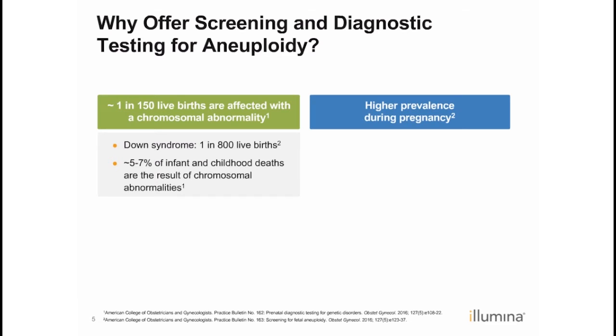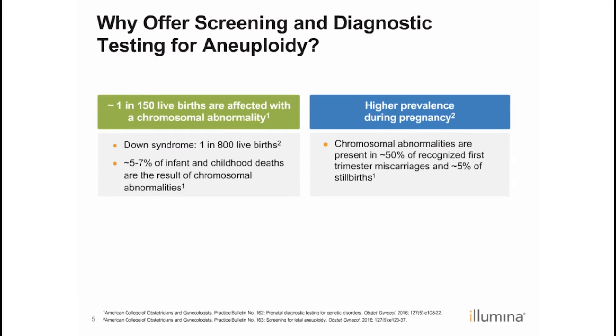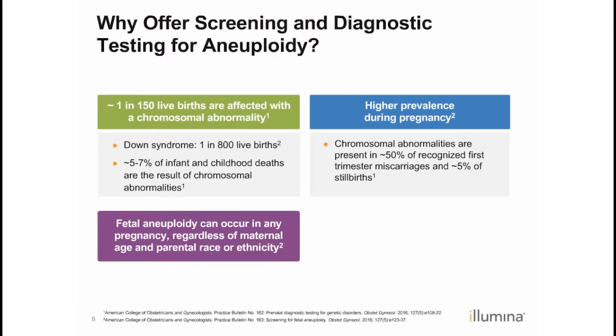There's an even higher prevalence of aneuploidy during pregnancy, since pregnancies with aneuploidy may not survive or continue to delivery. Chromosomal abnormalities are present in about half of recognized first trimester miscarriages and in about 5% of stillbirths. While we know that the chance of having a pregnancy or child affected with aneuploidy increases with increasing maternal age, the fact is a woman of any age and of any race or ethnicity can have a pregnancy or a child with a chromosomal condition. Dr. Chavez, anything you'd like to add?